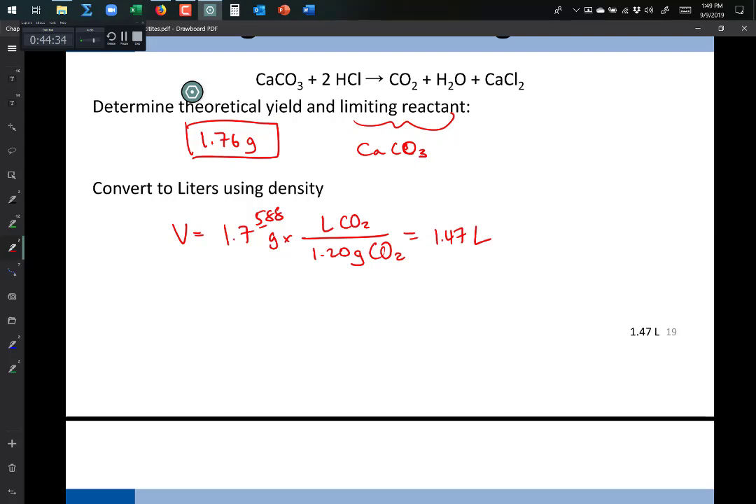So the density is 1.2 grams. So I want the grams to cancel, so it won't be 2 grams per mole.